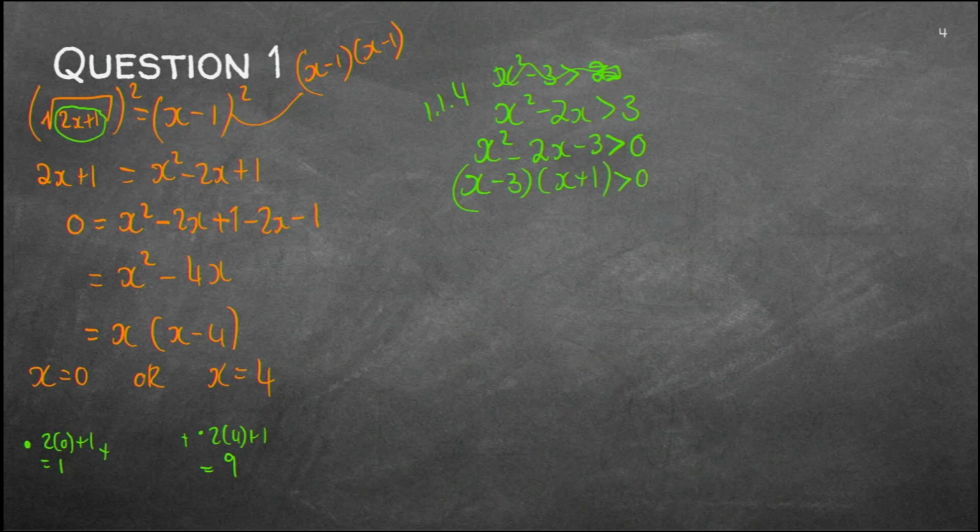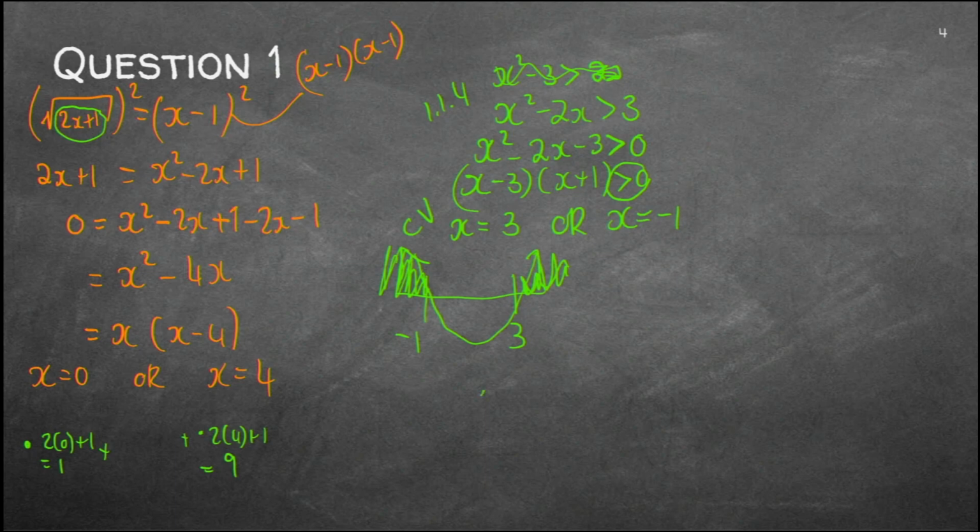Very important, the difference between inequalities and the normal equations would simply be these critical values or critical points, where I say x is equal to 3 or x is equal to negative 1. So now I draw a little parabola to help me with the answer, negative 1 and 3. And now I look, this must be larger than 0. So it will be above the line. So it would be two different answers.